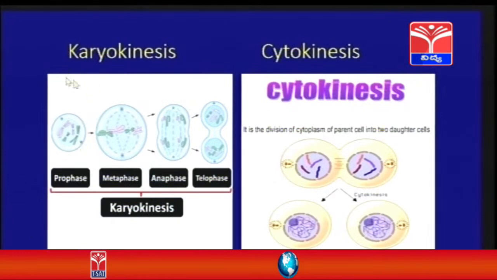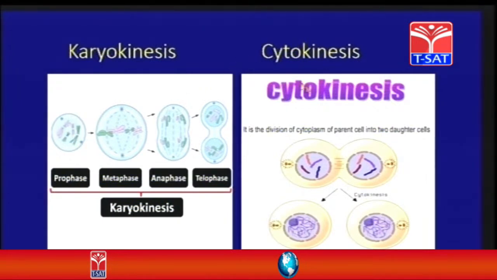Now let us know what is karyokinesis and cytokinesis. Children, first let us know the meaning of karyokinesis. Karyo means nucleus. Kinesis means breaking. So, karyokinesis means breaking of the nucleus. And this karyokinesis is shown by prophase, metaphase, anaphase and telophase. We will study all these stages as mitosis in the further class. Karyokinesis means division of the nucleus.